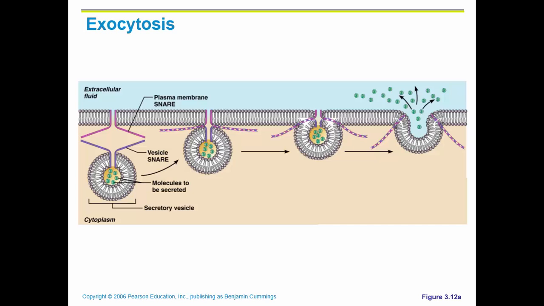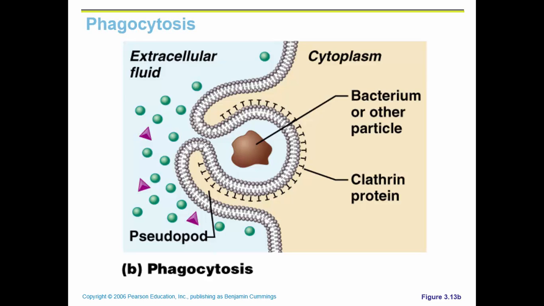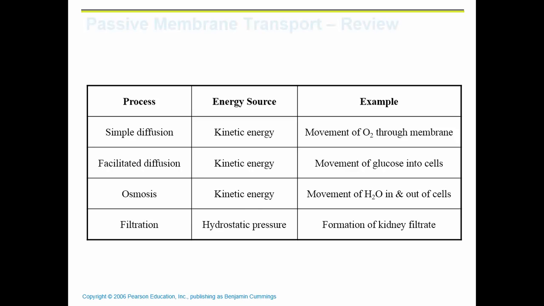So the first picture is just showing you exocytosis, where we're going to wrap a vesicle around whatever that molecule may be, and then we're going to spew it outside the cell. And then phagocytosis, they're showing this cell is engulfing some sort of particle and bringing it into the cell. In this case, it's a bacterium, and we would then destroy that bacteria.